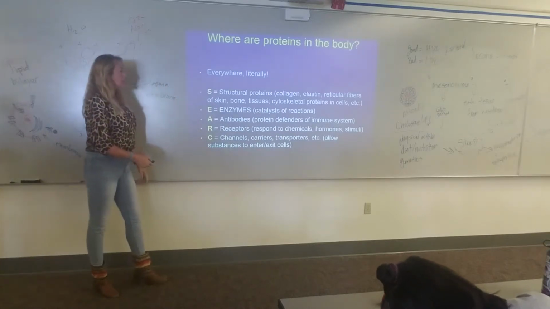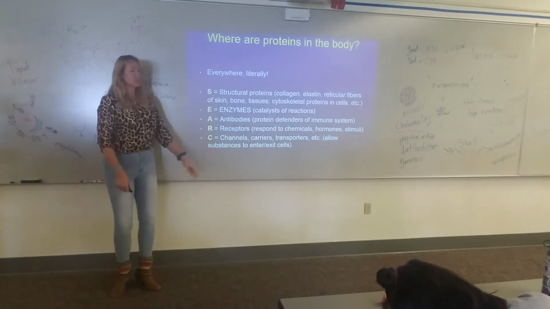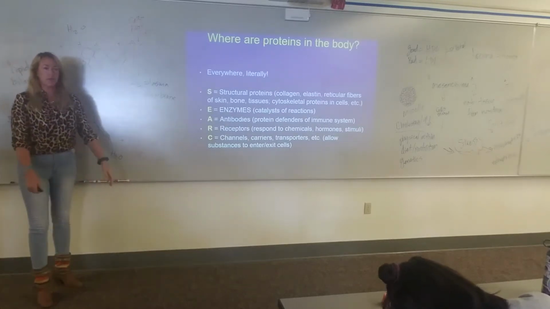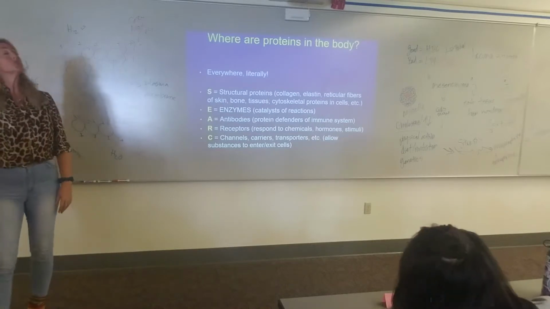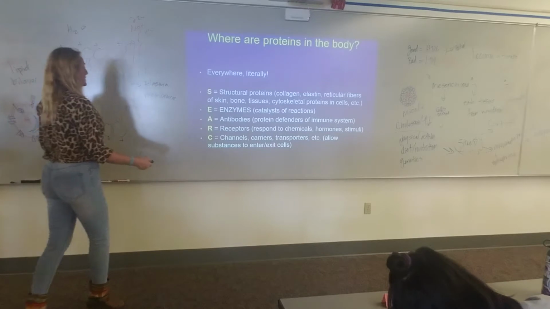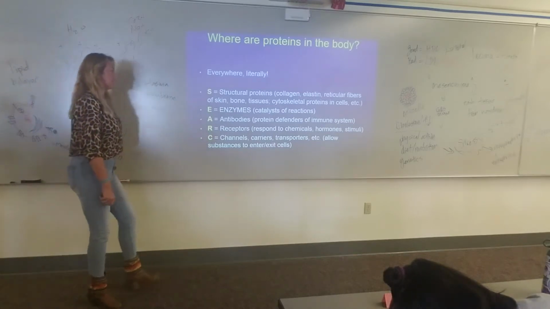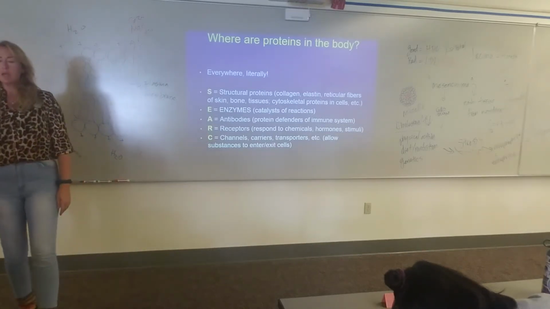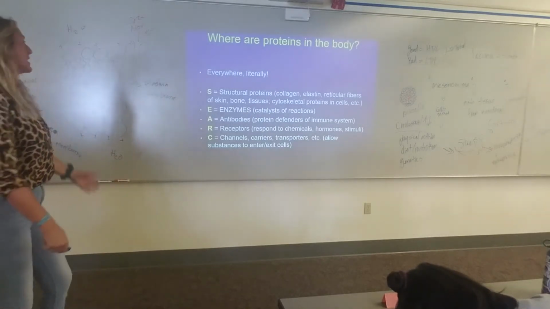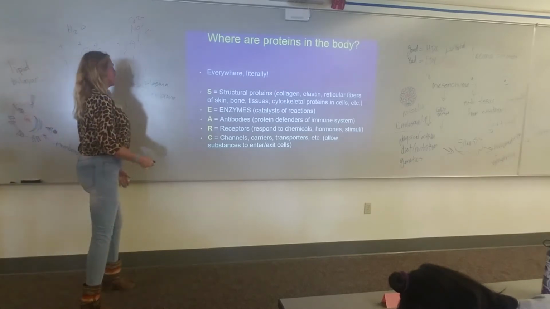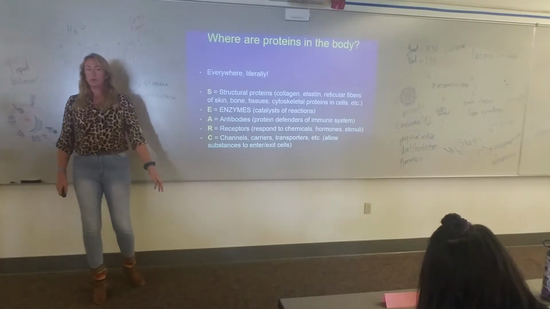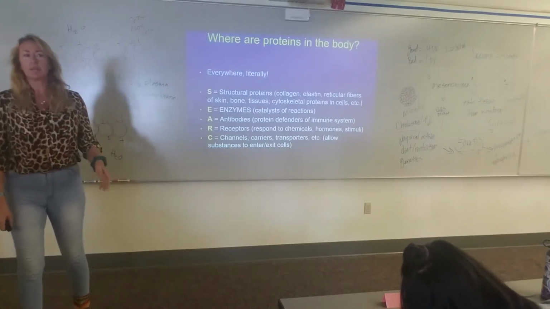C for channels, carriers, transporters. These allow substances to enter and exit cells, like I drew right here, this is an ion channel, allowing ions to come in and out of the cell. Your cell has to gate or let certain things in and out, so you need channels, carriers, and transporters to get things in. Also to get things like glucose into your cells so you can break them down and metabolize them, we need to get those sugar molecules into the cell. A good way to remember this is how I remember it: Cirque, like Cirque du Soleil, but not spelled anything like that. Just Cirque.